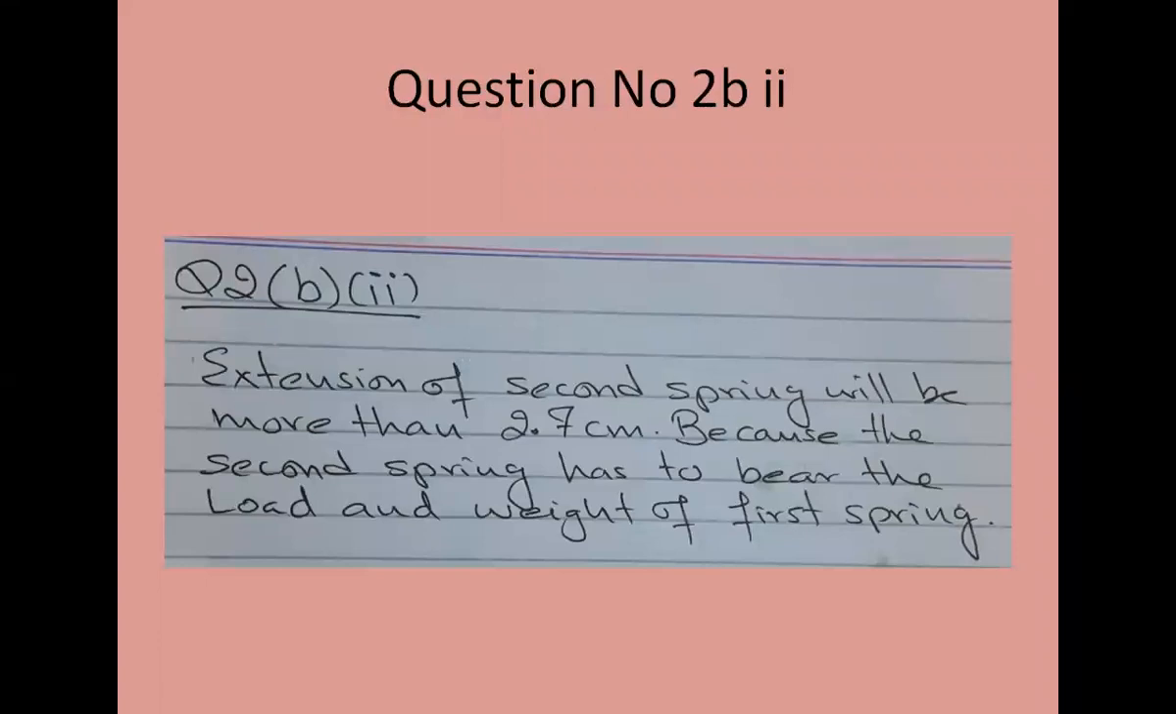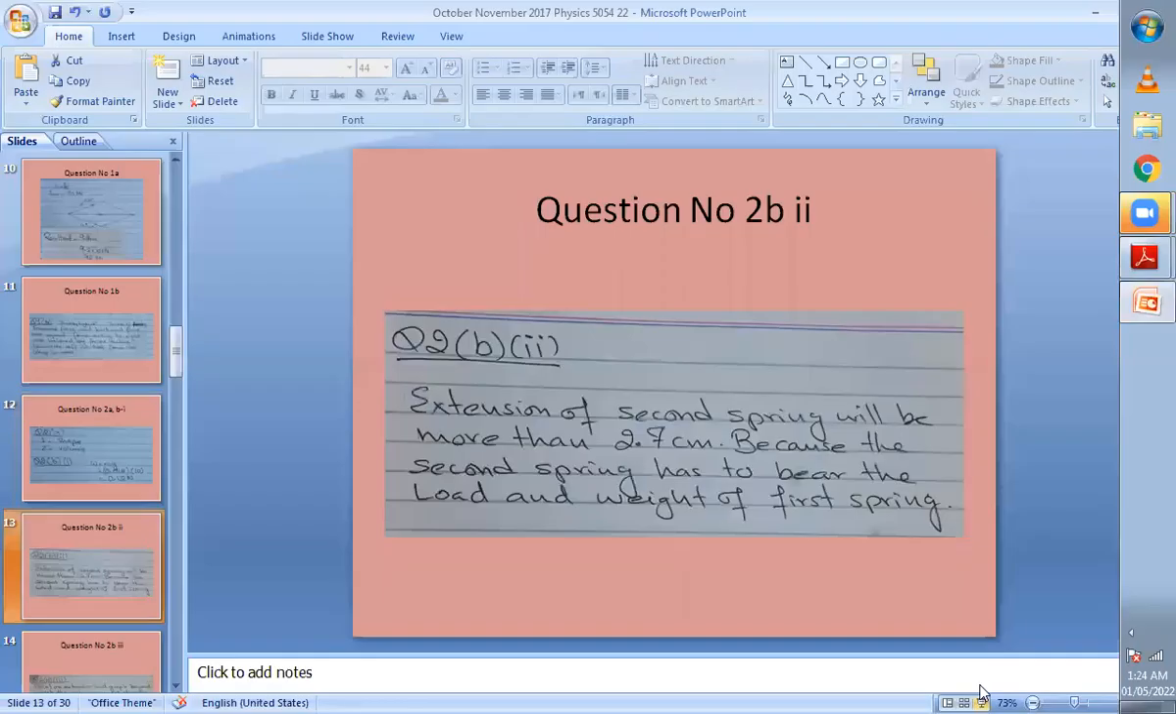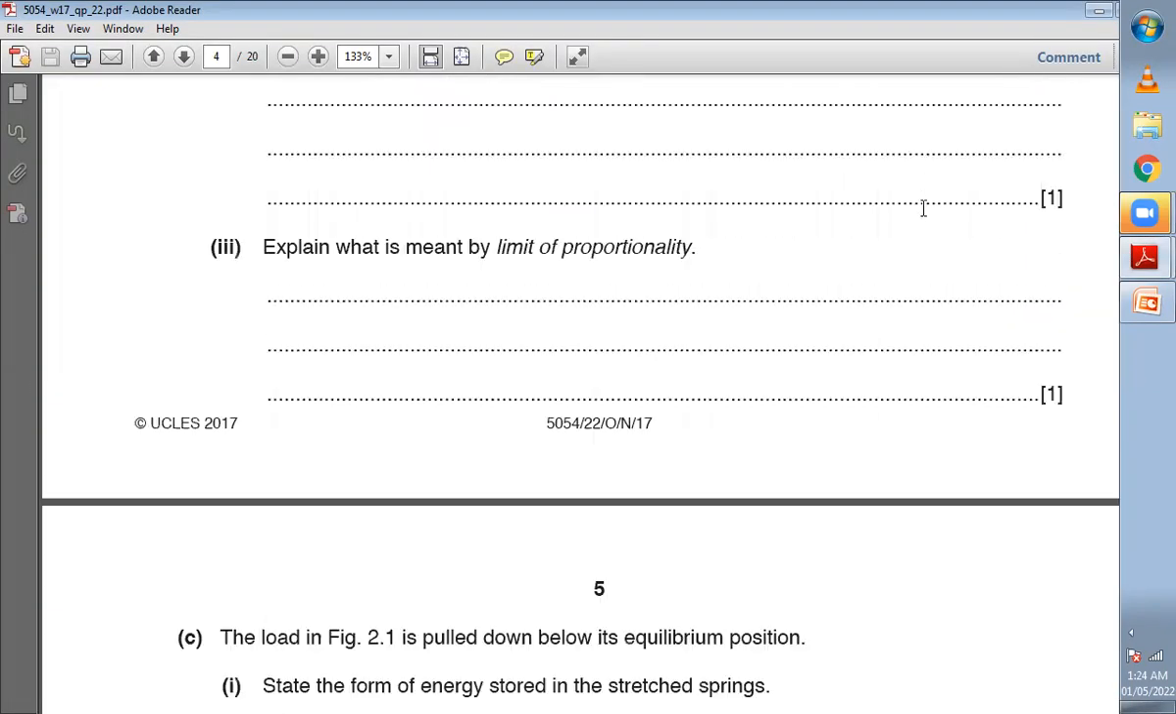Extension of the second spring will be more than 2.7 centimeter because the second spring has to bear the load and the weight of the first spring. Hopefully you understand this. Okay, so let's move to the next part.